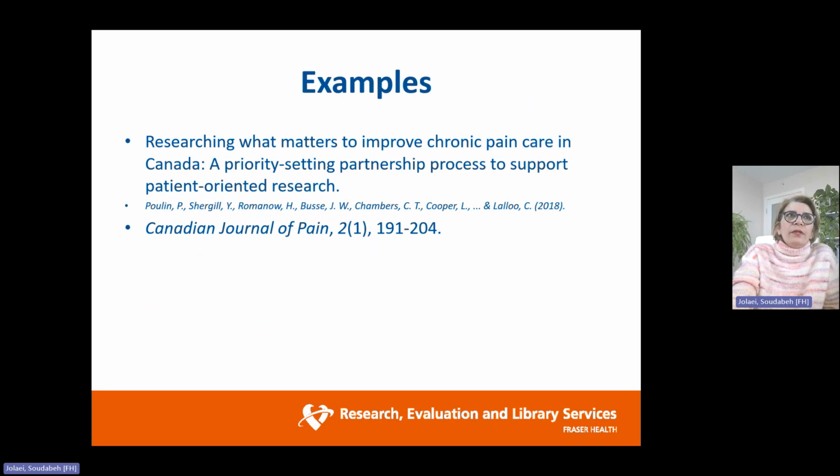I have an example here for you: researching what matters to improve chronic pain care in Canada, a priority setting partnership process to support patient-oriented research. Actually, this also can be under participatory action research. This is somehow a subcategory of that.